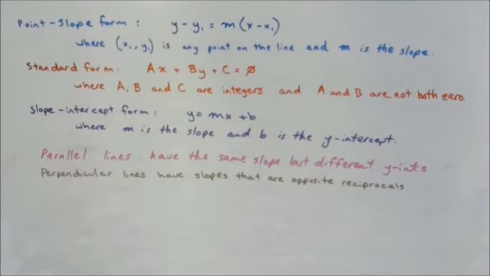Doesn't matter where their y-intercept is because lines go forever and ever, and eventually these two lines are going to hit, and it's going to be at a right angle when they do hit.